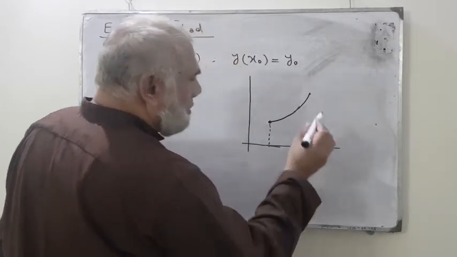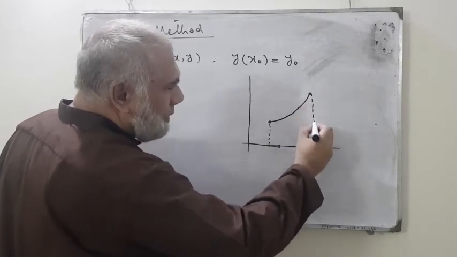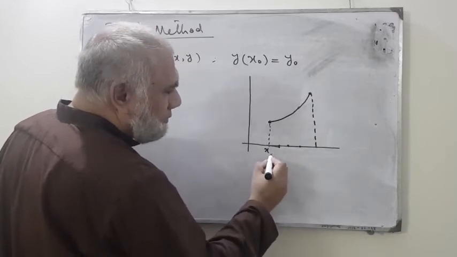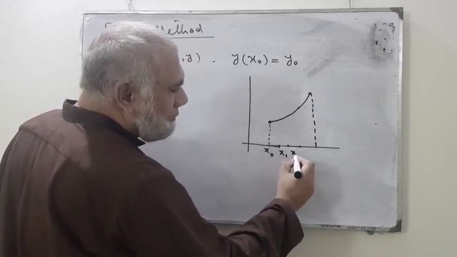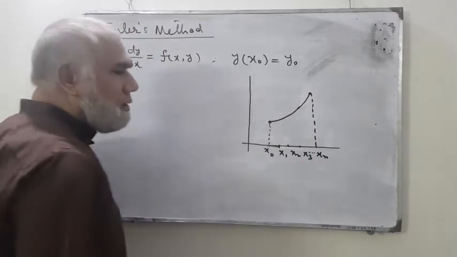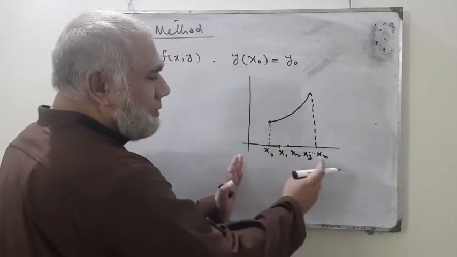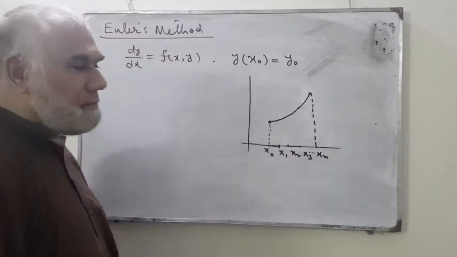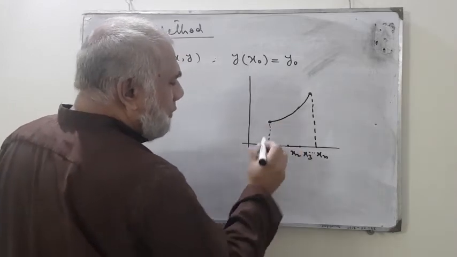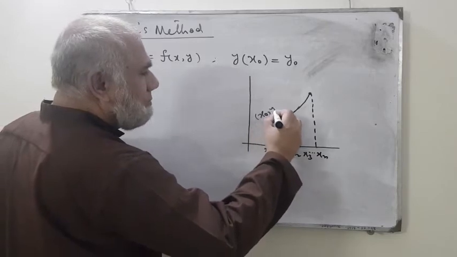If we divide the whole domain into smaller sub intervals, starting from x0, the next will be x1, x2, x3 and so on up to xn. So we have divided the whole segment which starts from x0 up to xn into smaller segments x1, x2 and so on. The first point corresponding to this initial condition will have the coordinates x0 and y0.